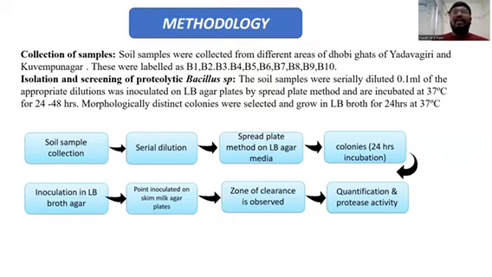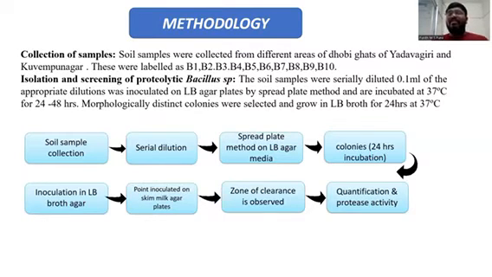Isolation and screening of proteolytic Bacillus species. The soil samples were serially diluted to appropriate dilutions and inoculated onto LB agar. LB agar is basically the media where Bacillus can survive. It is a kind of nutrient for the Bacillus, and the samples were inoculated onto the agar plates by the spread plate method and incubated at 37 degrees for 24 to 48 hours.